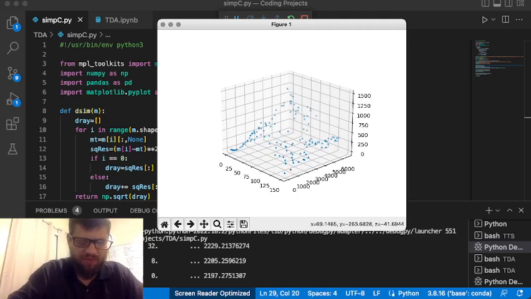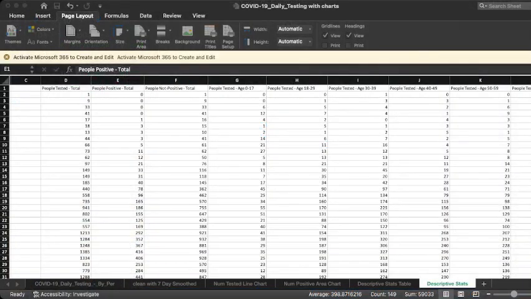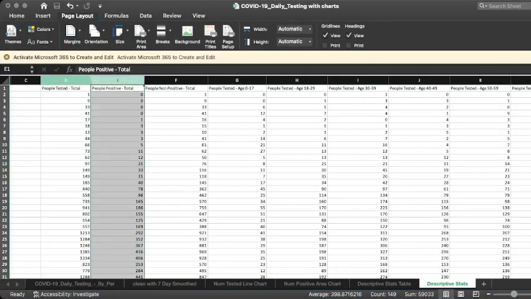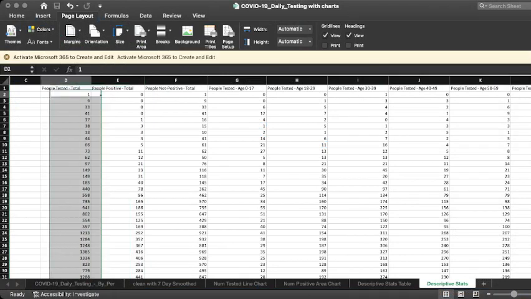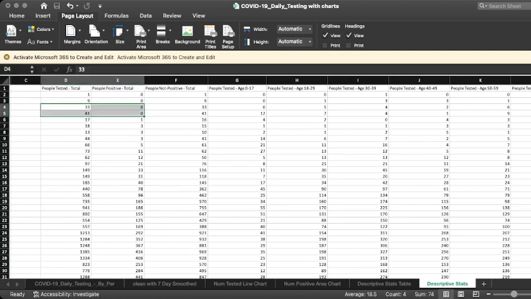Let me give you a quick look at the data that I'm going to be using so that it makes sense to you. This is the COVID-19 data, and I'm going to be using people positive and people total, and I'll take each of these rows as a point. I'm interested in the distance between these points. First I'll take the difference between each x value and the difference between each y value. I'll square them, add them together, and take the square root. That's the Euclidean distance.